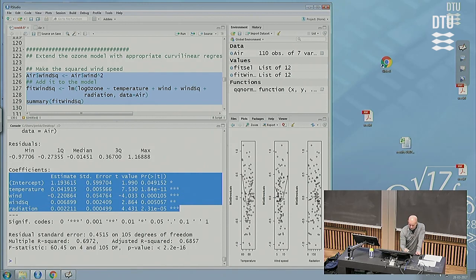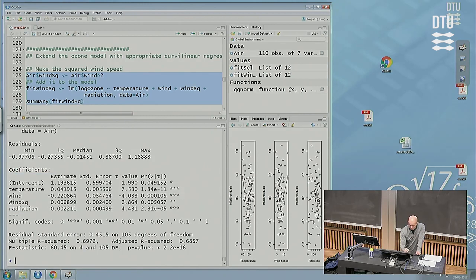Let me go look at the new one. Is the wind structure I saw in my validation plotting over here, was that important? Yes, it is. Clearly a significant effect of the square of wind, so I couldn't assume linearity. I would need the squared wind in my model to have an adequate description of what's going on.